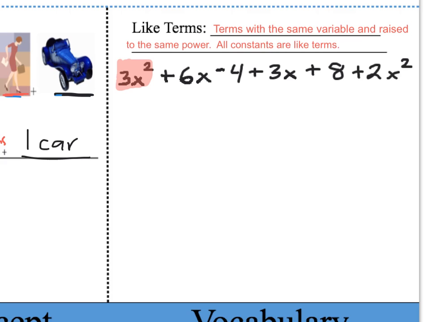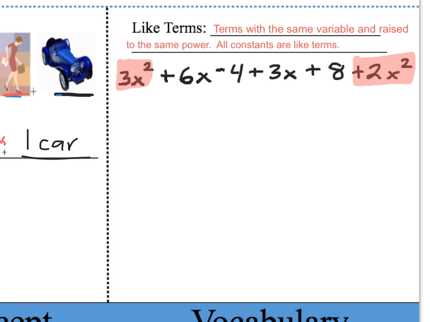So I'm going to look for another term that has x to the second power. And the next term that I see would be positive 2x to the second power. So those are going to be red because they have the same variable and they have the same exponent. Nothing else can be colored red because the other terms do not have the same exponent.